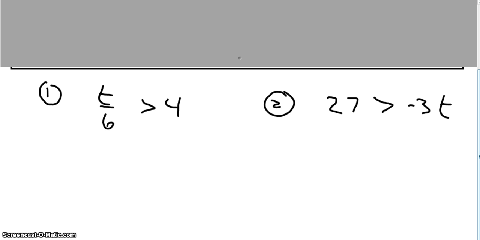Okay, so here are two inequalities to solve. And watch how we do this, because there are some safe steps to doing this. So first we say, what do we need to do in order to get T isolated? Isabella, what do we need to do?